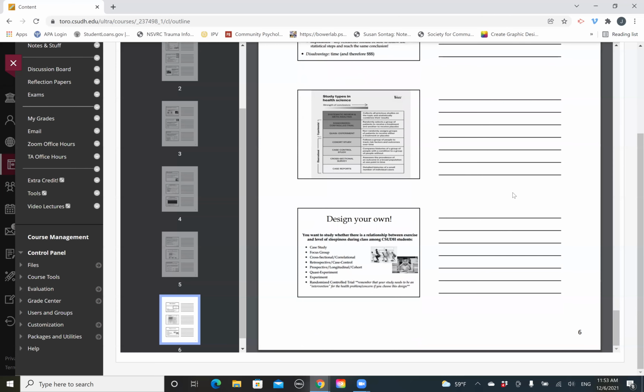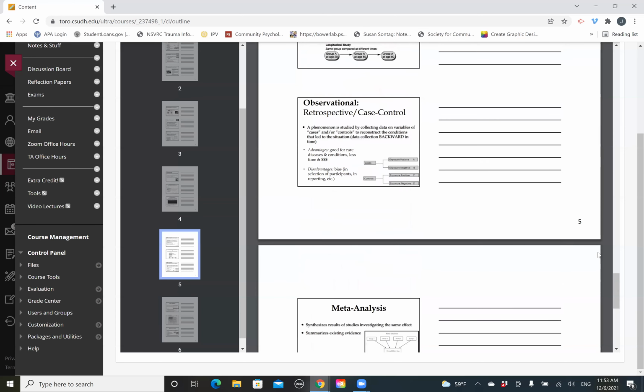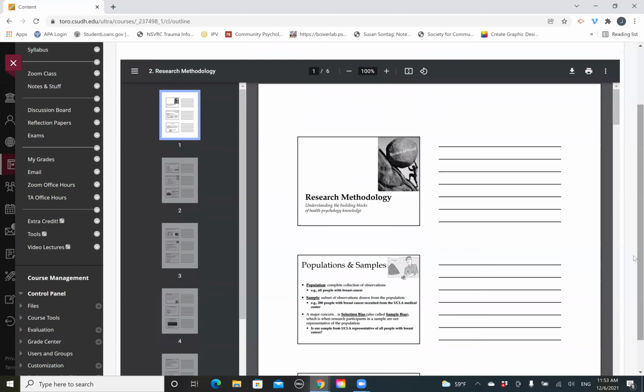So there you go. I would again go back through and make sure that you know the definitions for these and can, for the most part, tell the difference between them. So any questions, outstanding questions on that?